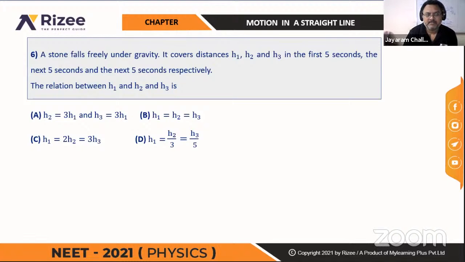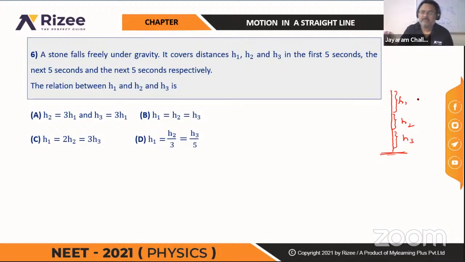Next one, a stone is falling freely. It covers distances h1, h2, h3 in the first 5 seconds, next 5 seconds, and next 5 seconds. So he is asking for the relation between them. If I draw a diagram like this, let it be the situation. In the first 5 seconds, it travels a height h1. In the next 5 seconds, it travels a height h2. In the next 5 seconds, it travels a height h3.